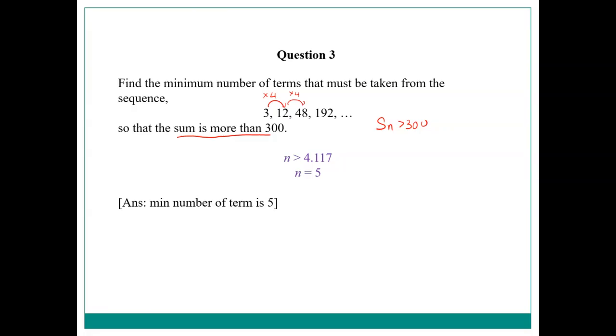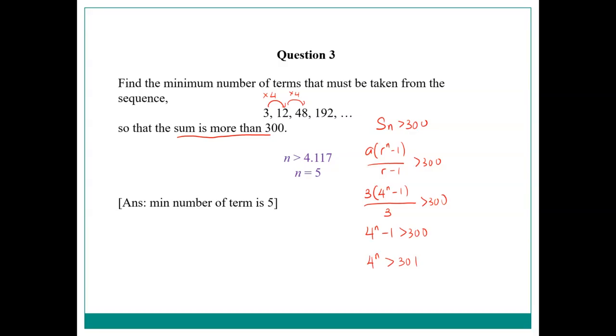So we have to apply the formula A(R^n minus 1) over R minus 1 greater than 300. My A is 3, my R is 4, and R minus 1 is 3 because 4 minus 1, right? Greater than 300. So I can cancel the 3. I got 4^n minus 1 greater than 300. So 4^n greater than 301.